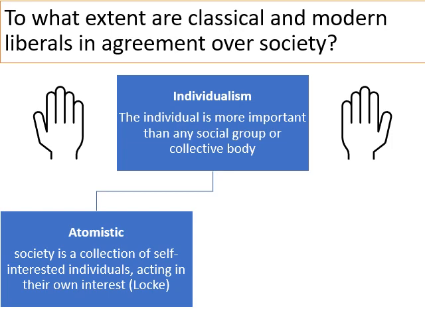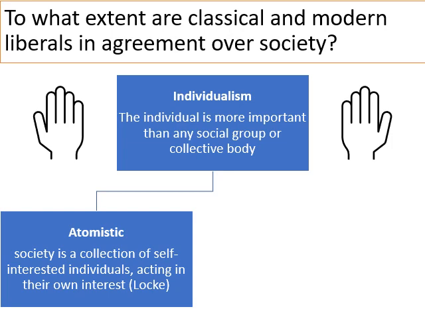Now, classical liberals, on one hand, believe in an atomistic society. This is the idea that society is a collection of self-interested individuals who act in their own interest. I've got the key thinker Locke here, who basically said that individuals should be able to use their reason to decide how they want to live their lives.